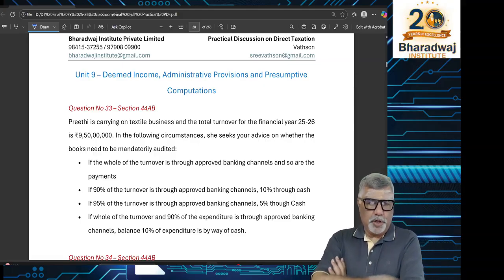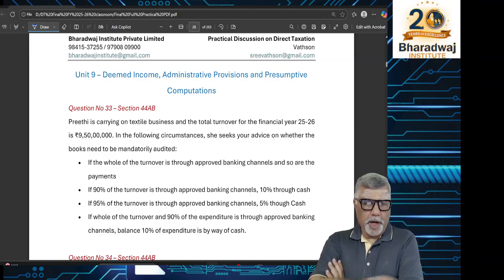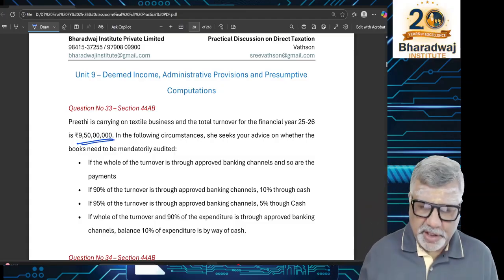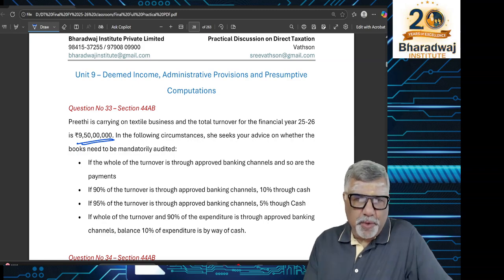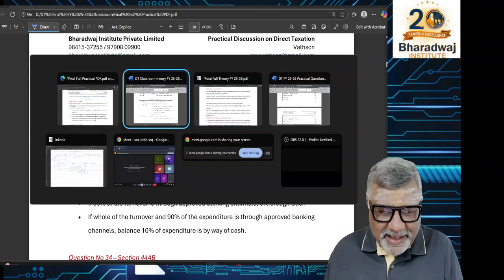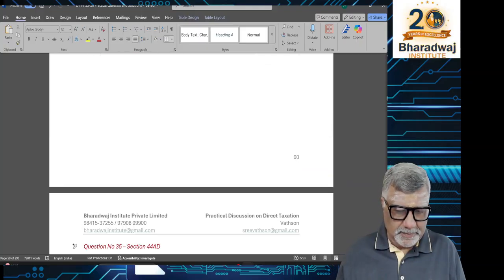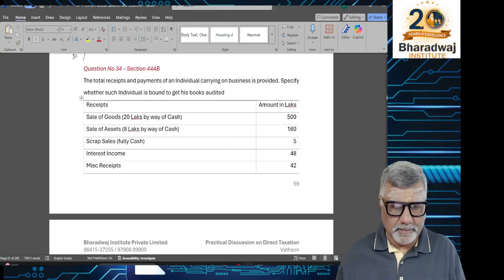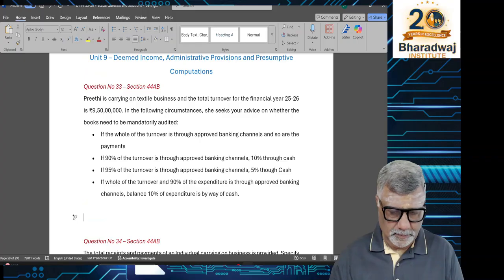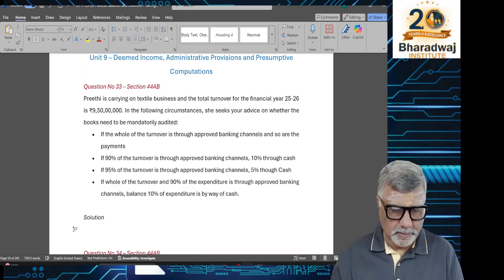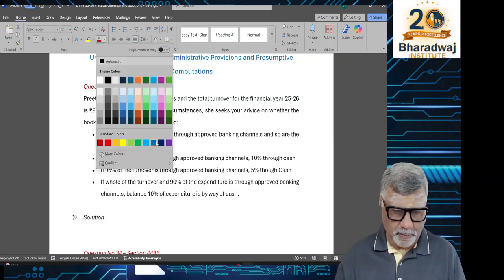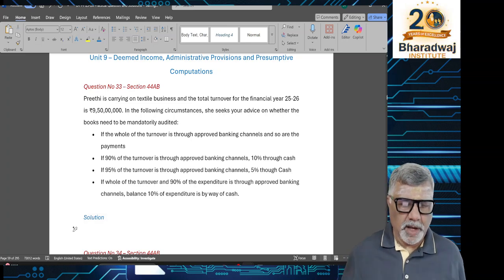Page number 28, question number 33. Preeti is carrying on textile business and the turnover is 9 crore 50 lakhs. In the following cases, she seeks your advice on whether the books need to be mandatorily audited. Case A.